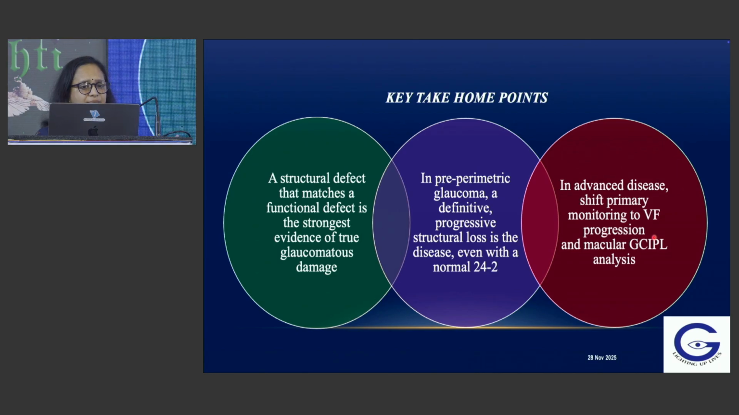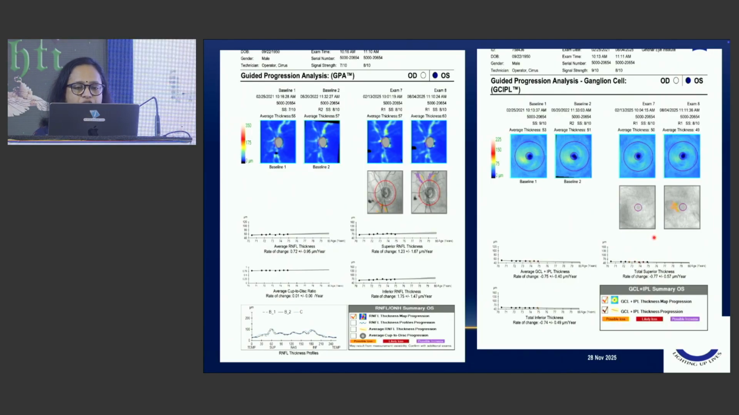So here there is a progression in the right eye. The left eye has advanced damage. You may have to think of stepping up your treatment.